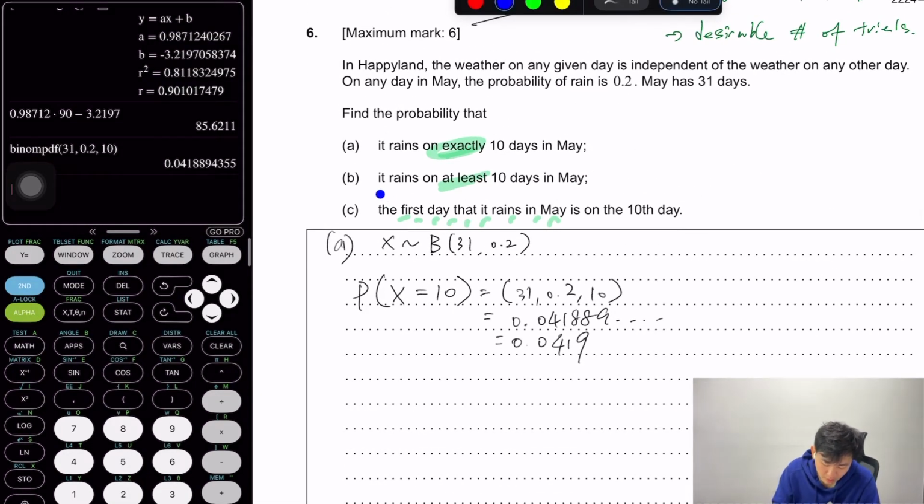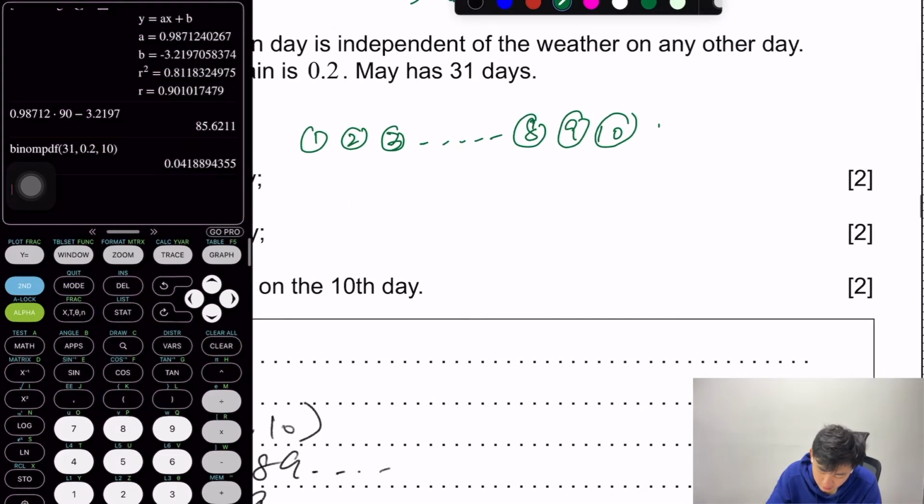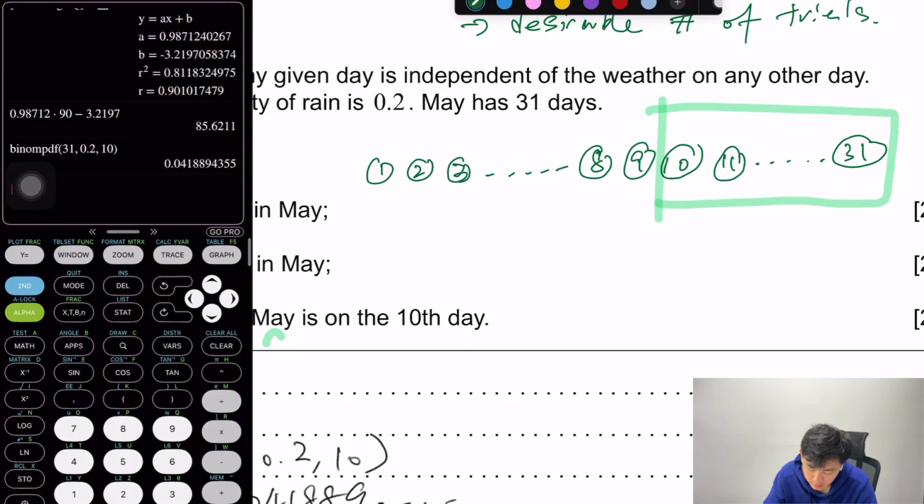Okay. So now it rains on at least 10 days. What does that mean by at least 10 days? At least 10 days means, if you have the number of days, this is 1 day, 2 days, 3 days, and then 8 days, 9 days, 10 days, 11 days, all the way up to the 31st day. At least 10 days means where should you cut? Is it cut here? No, you should cut it right there. So that means from here all the way to the back, these are the numbers that we want, okay? These are the probabilities that we're looking for.